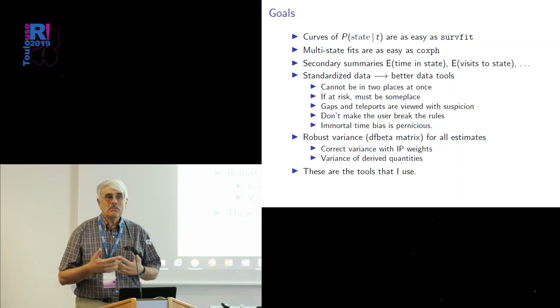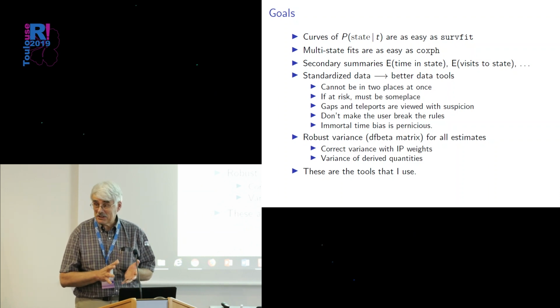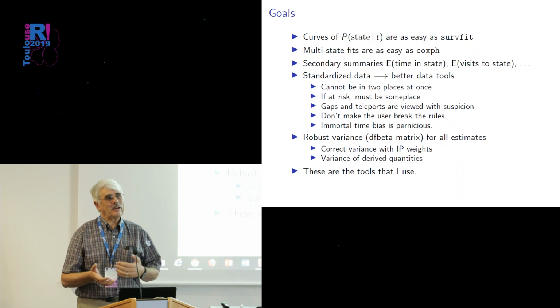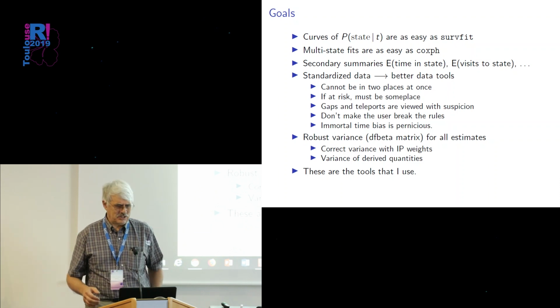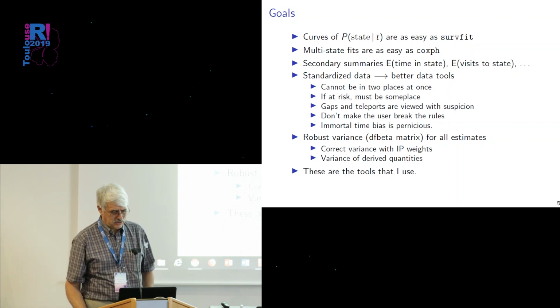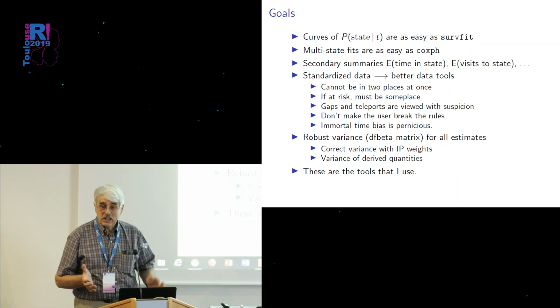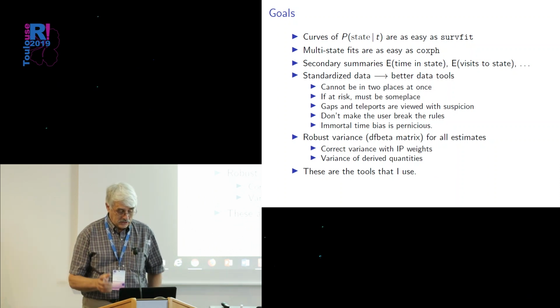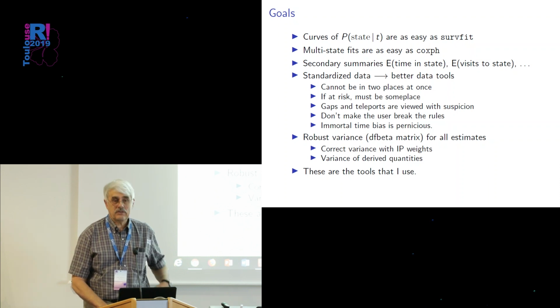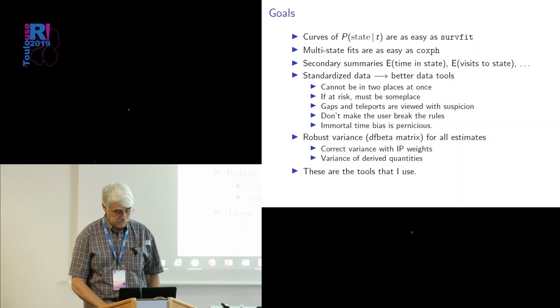You can fit multi-state models with ordinary Cox models, by making special data sets that have people in them multiple times. That's possible to do. But as soon as you do that, people make mistakes, and immortal time bias is probably the biggest deal in survival now in terms of bad things in journals. So I would try to avoid that. It's getting the robust variance for everything, so I can get correct variance with IP weights. If you're doing inverse probabilities, you get variance of derived quantities. You'll notice I had a variance of the mean response time.